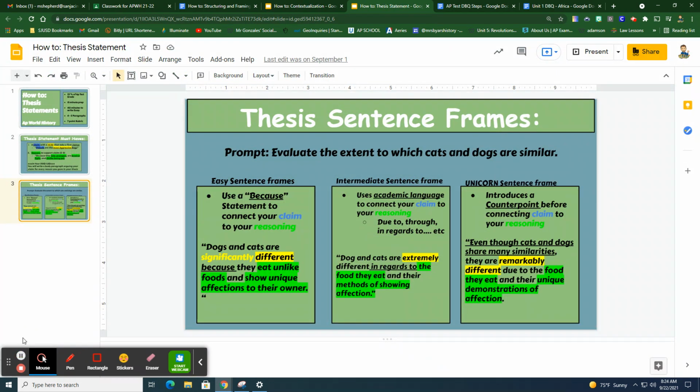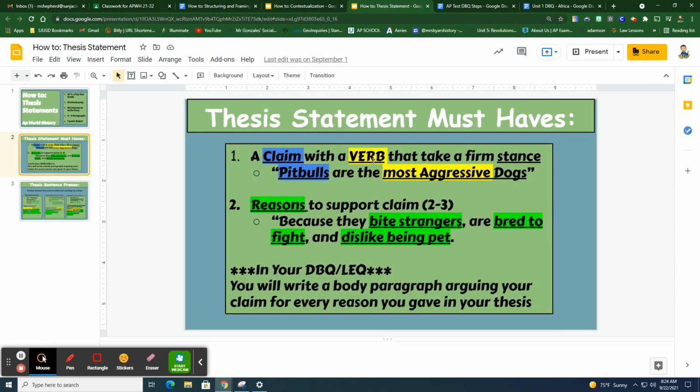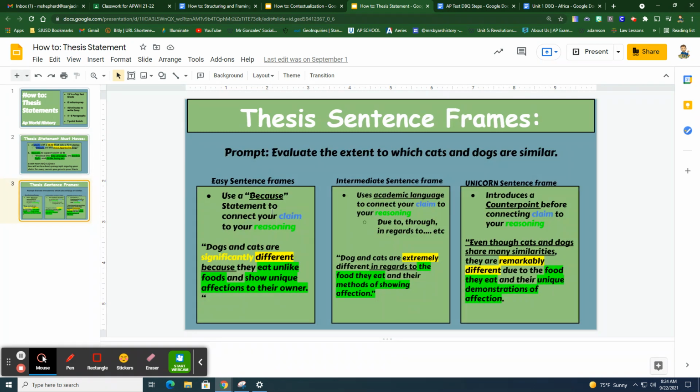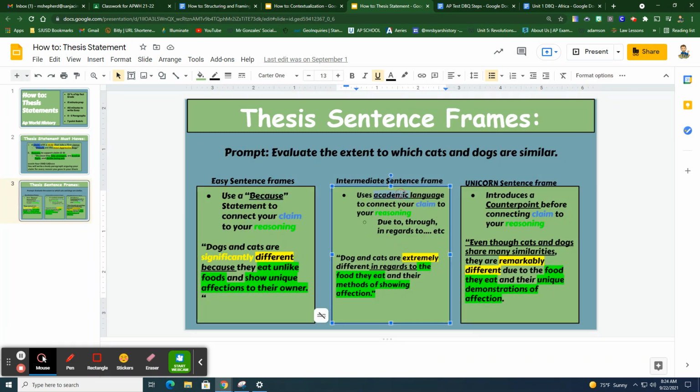And again, now that we've learned how to write our context statement and we've seen an example, remember, your thesis makes a claim, a defensible claim with a verb, right? A verb like pit bulls are the most aggressive dogs, right? And it establishes a line of reasoning after with some sort of connector, whether it's just the word because, the use of some academic language like in regards to, or it introduces a counterpoint first and then your main claim, which again is the unicorn way.